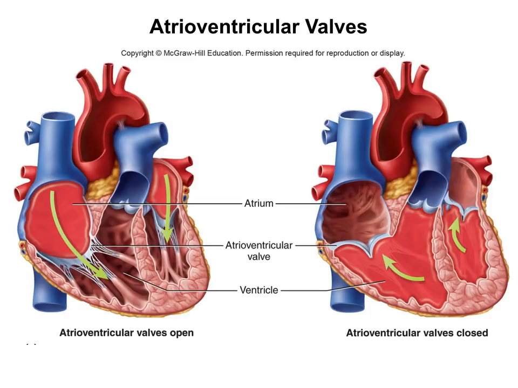At this point in time, if you were to compare the pressure inside the atria and inside the ventricles, your atria have a higher pressure than the ventricles at this time. So blood loves to move from an area of high pressure to an area of low pressure. So while these atrioventricular valves are open, you're going to see blood flow from the atria down into the ventricles.